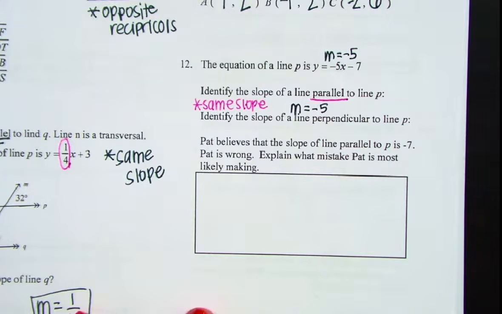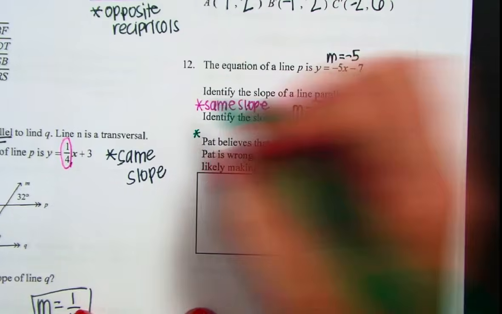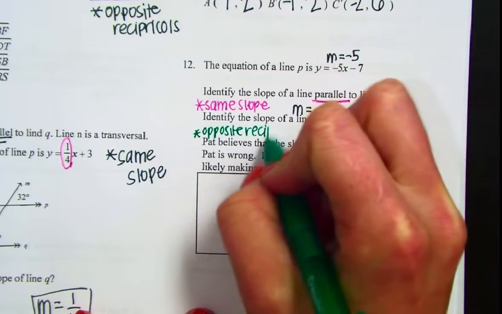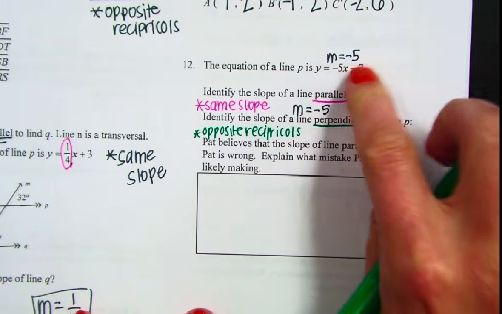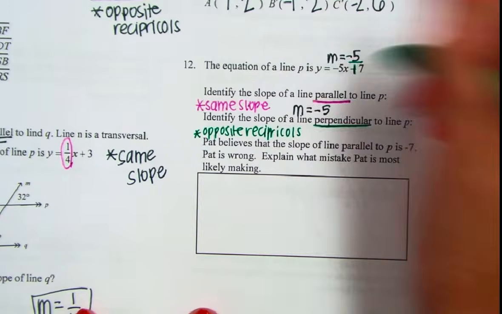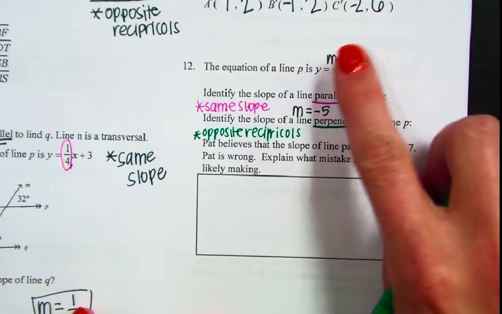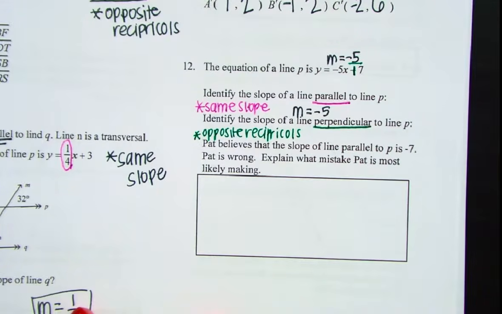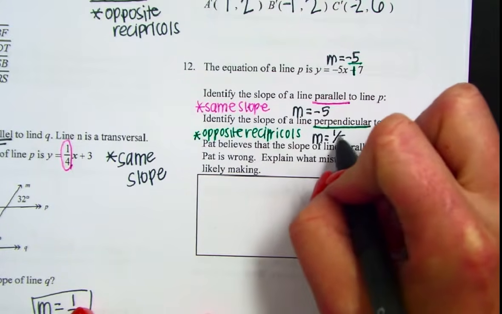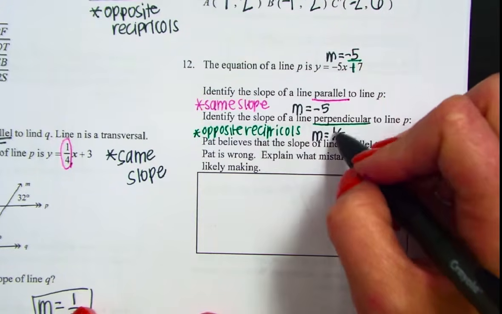Identify the slope of a line perpendicular. Perpendicular means the slopes are opposite reciprocals. So we'll look at that slope -5 and we are going to flip the fraction. We're going to do the reciprocal of the fraction and change the sign. So my slope will be a positive 1/5. We change the sign, it becomes positive, and the reciprocal becomes 1/5.